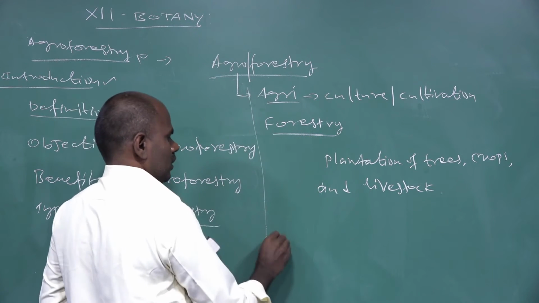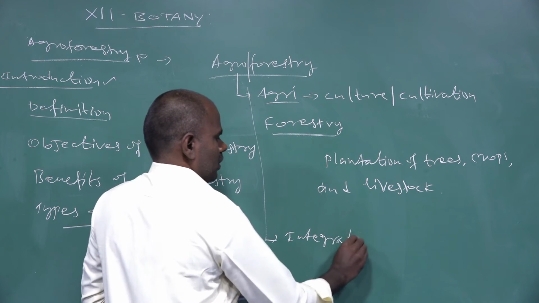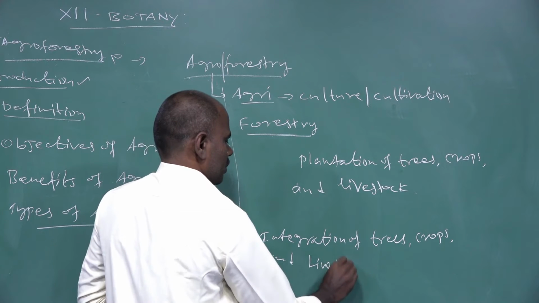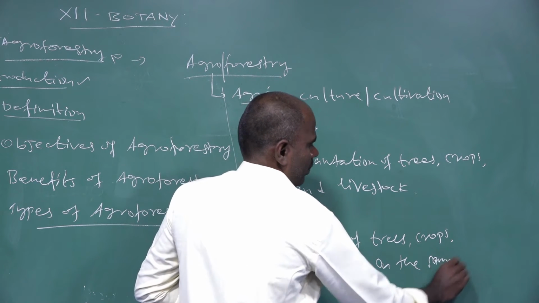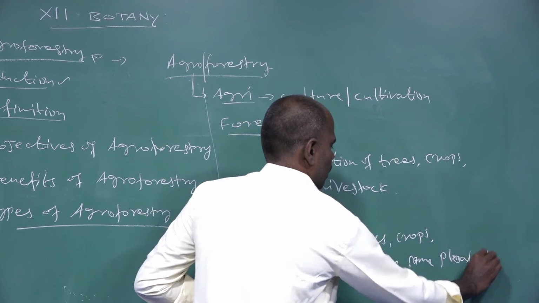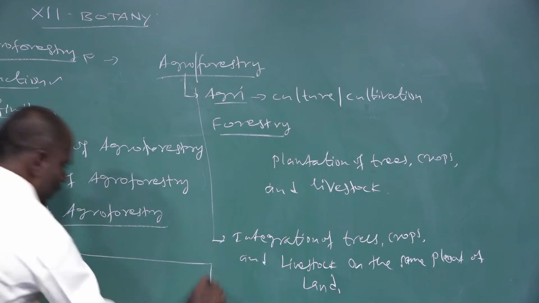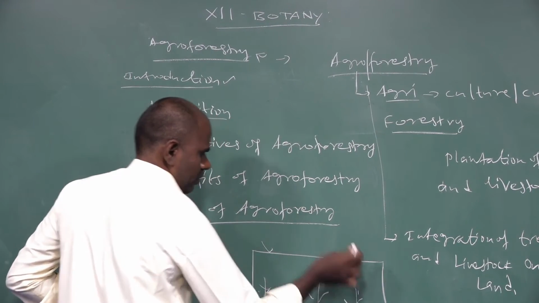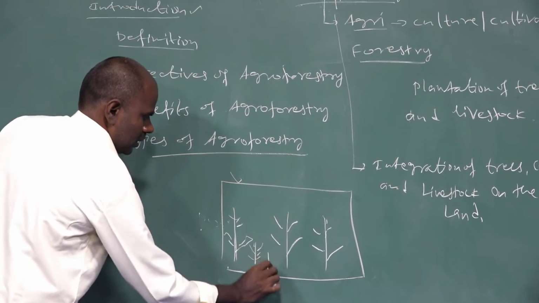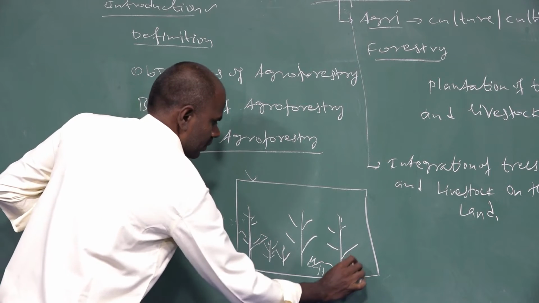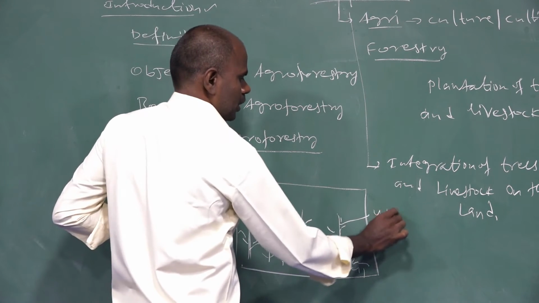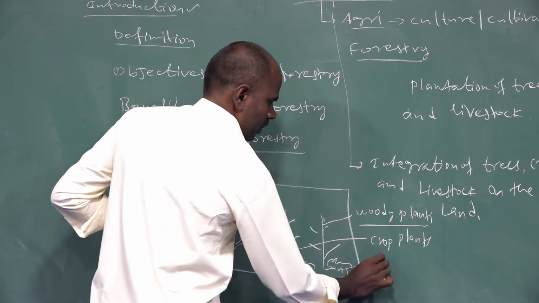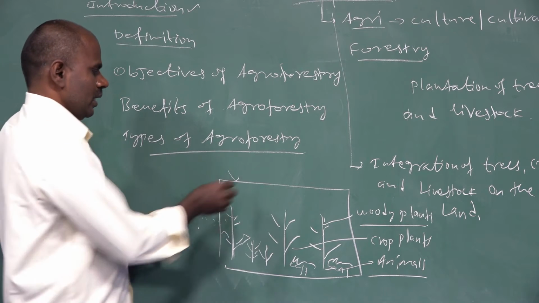So, define agroforestry: the integration of trees, crops and livestock on the same plot of land. A particular region of land is covered with woody trees, some types of crop plants and some types of animals. So woody plants, crop plants and animals are grown together. We cultivate these only in the forest regions.